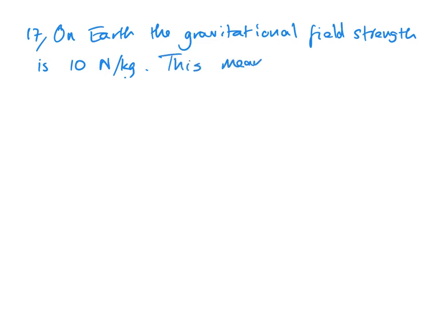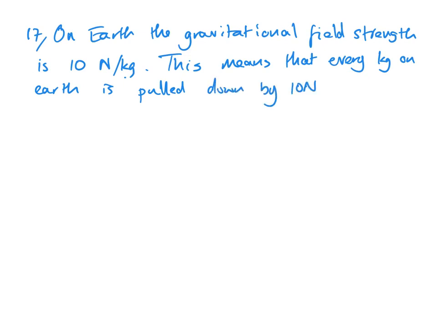And this tells us that every kilogram on Earth is pulled down by 10 newtons of weight. So remember, weight is a force. So our formula, which we wrote previously as W equals m times 10, can now be written as W equals m times g.